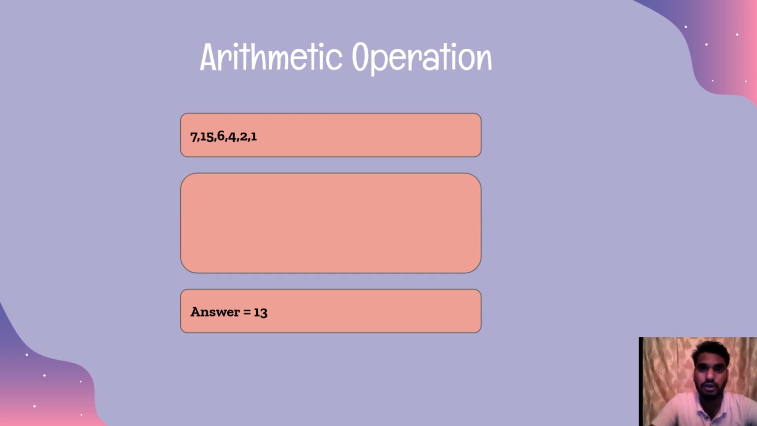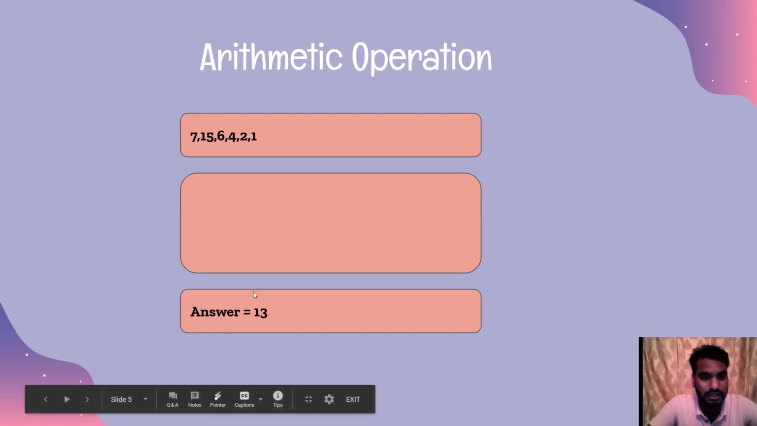Suppose your mathematics teacher gives you a question that you have these numbers: 7, 15, 6, 4, 2 and 1. You have to apply arithmetic operations. You can use addition, subtraction, division, and you have to get the answer 13. So how will you create the algorithm for it? Let's try to create some algorithms for it, and you can also try to create algorithms to get the answer 13 with the help of these numbers.